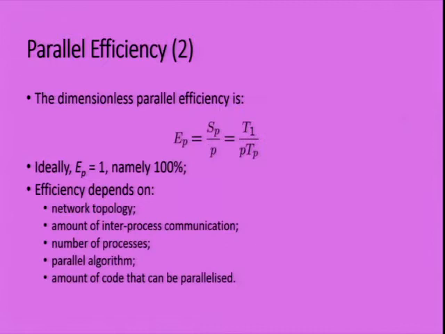And your efficiency is measured by this equation here, which is just speedup divided by the number of processes. Ideally, you get 100% efficiency, but quite often you don't. And the efficiency depends on a number of things. It depends on the network topology. Usually we have fat tree, and you get more exotic topologies such as butterfly, 3D torus. It's how your different processes and your computers connect together. And the amount of interprocess communication.